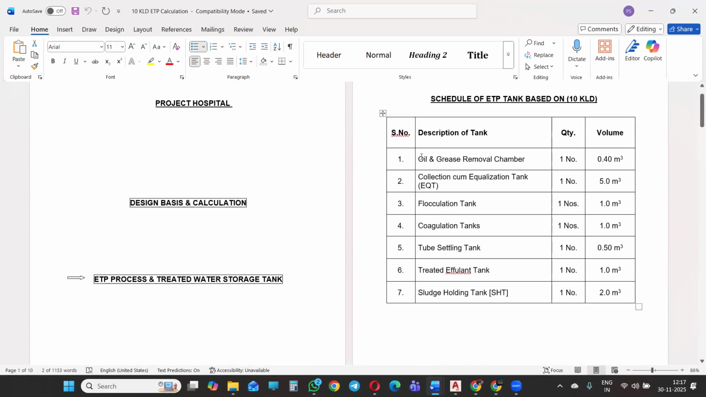Just explain what each tank is for. I will tell you. The oil and grease tank is for the removal of grease and oil. The collection equalization tank is for collecting the water after the removal of grease and other waste, collected for 3.5 hours. Then the aeration tank will treat the process. Then the next tank also treats the process. After treating, it will go into the tube settler, where it will be held for 3.5 hours. Then the effluent tank will be there, in which we will use various chemicals to remove the bacteria and make the water usable for flushing purposes.